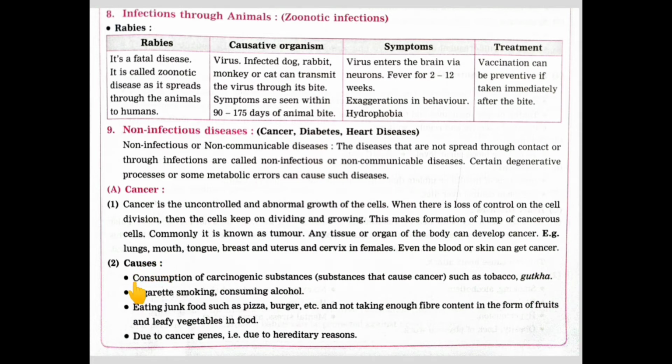Now let us see what are the causes behind cancer. Consumption of carcinogenic substances, that is, substances that cause cancer, such as tobacco and gutkha. Eating tobacco and gutkha is harmful to human health because it is a carcinogenic substance which causes cancer.